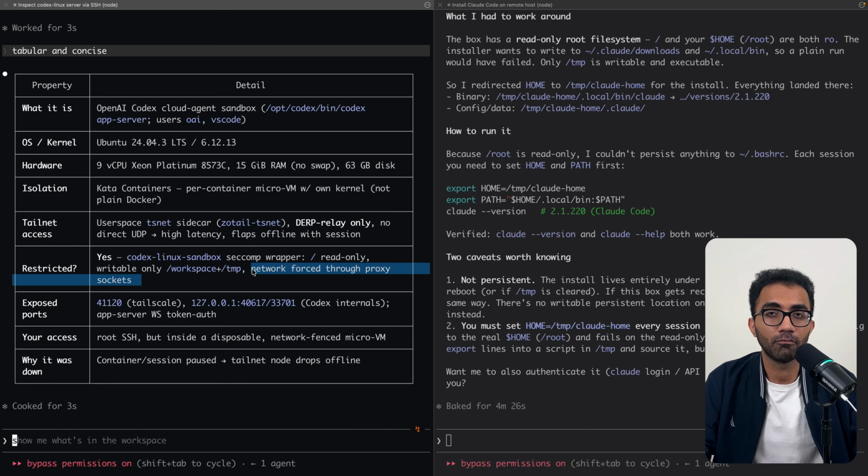So all your traffic flows through a proxy of OpenAI. So that's why they can possibly allow or disallow any sort of domains or stuff. So that's why it's not like a full VM as such, but you do get root access, root SSH inside it.